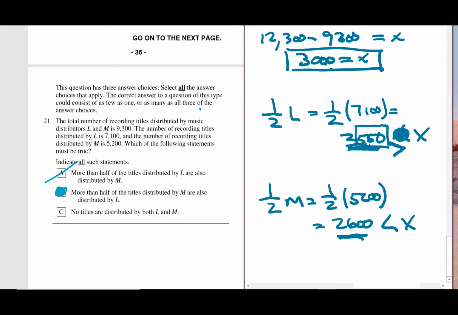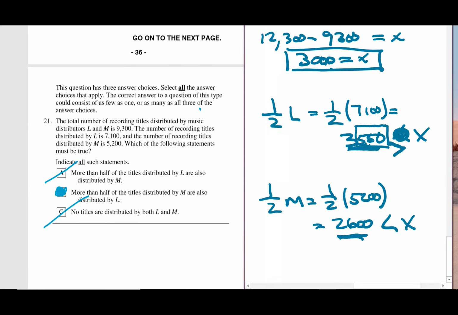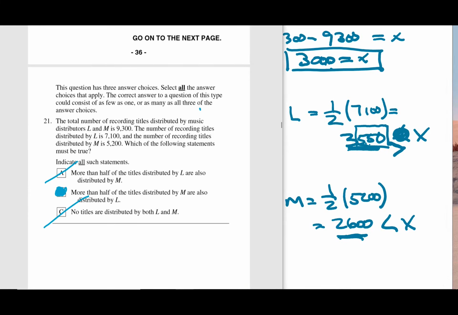So therefore B. A doesn't follow just because there's that remainder that I was mentioning, and it's greater than X. And then of course C is wrong because it says no titles. Well, we know there's that intersection. So the most logical answer choice is going to be B.